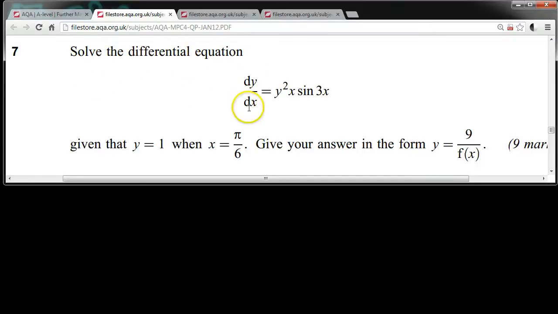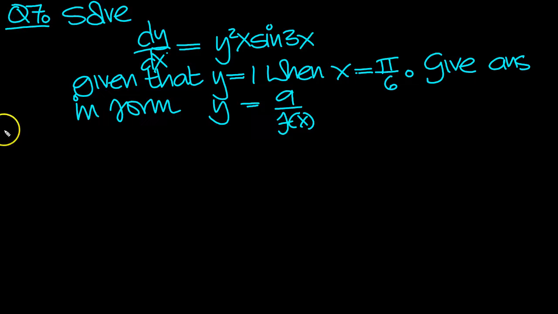Solve the differential equation dy/dx equals y squared x sine 3x, given that y equals 1 when x equals pi over 6. Give your answer in the form y equals 9 over f of x. So here's the question then. Let's have a little look at it.